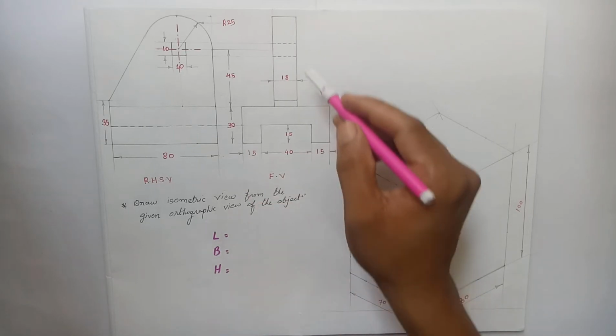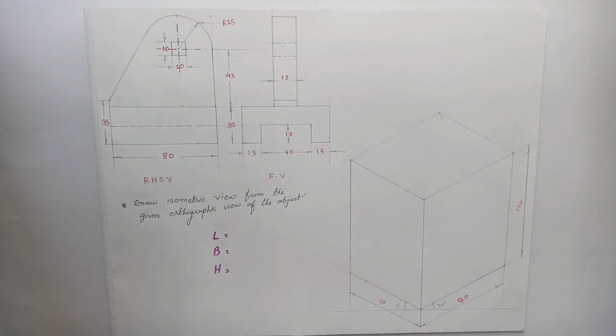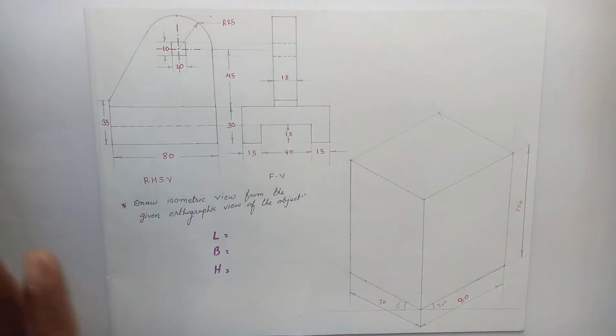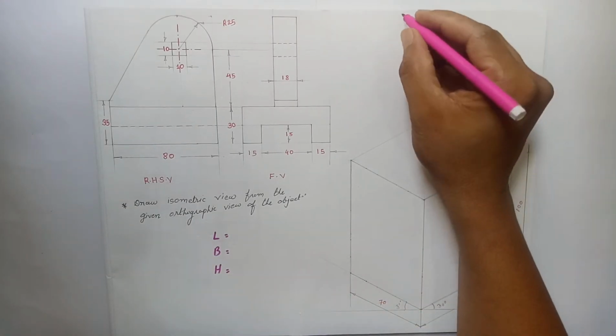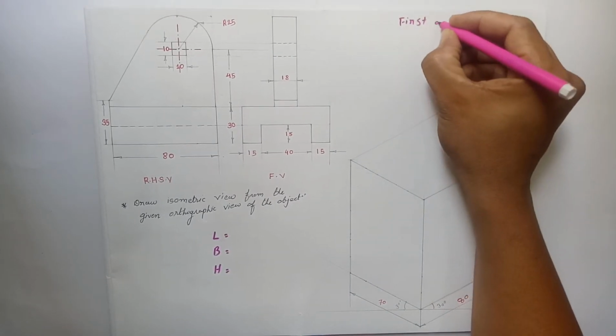So here it is given that this is the front view of the object and this is the right hand side view of the object. Here the right hand side view is on the left hand side of the front view. So here the method given is the first angle projection method.